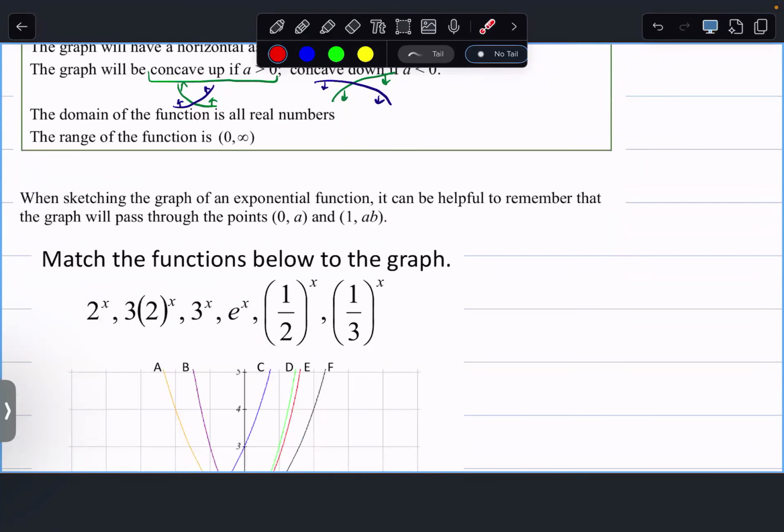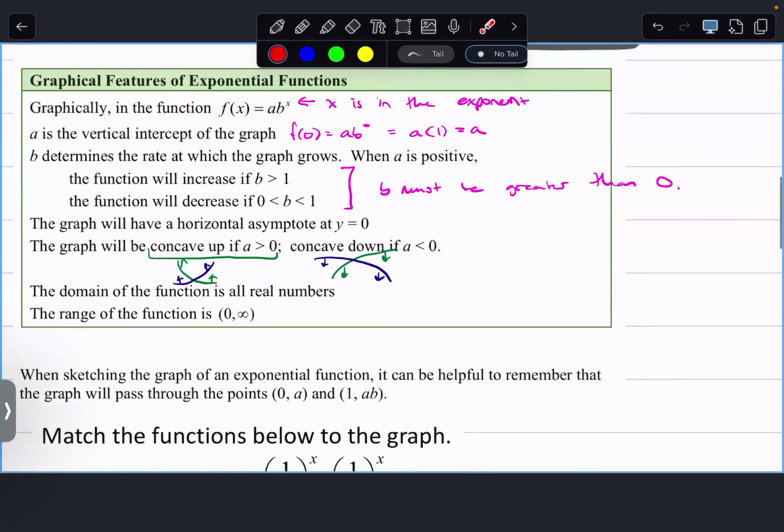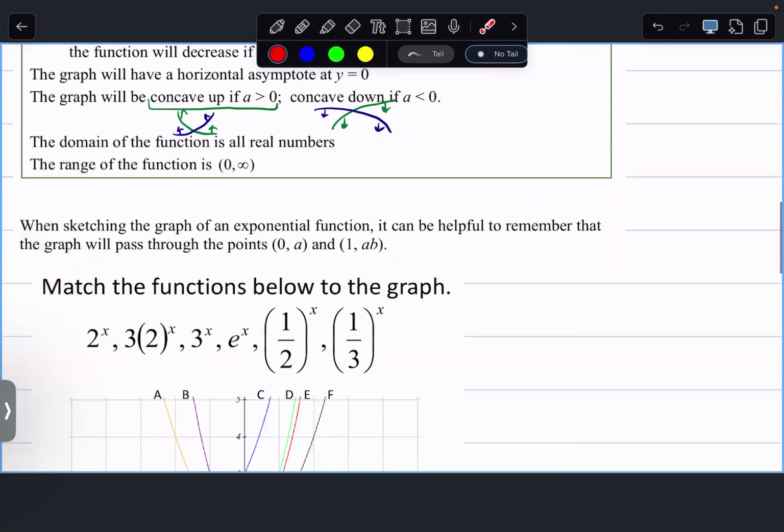When you're sketching a graph of the exponential function, the fact that it passes through a when x is 0 is useful. But also, if you let x be 1 instead, f of 1 is a times b to the power of 1, which is just going to be ab. And so the graph will pass through the points (0, a) and (1, ab).